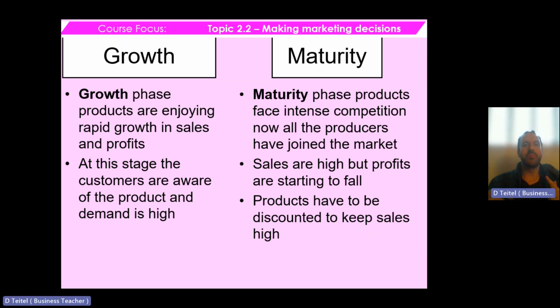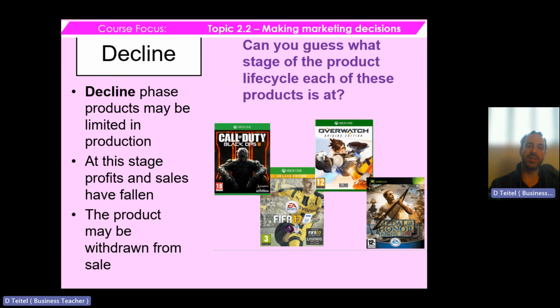At the growth, it's also building a lot of recognition. So this is when other competitors and rivals will start to come into the market, either to do it better or to do it cheaper. And that's then how the maturity starts to peter off, that if you're not adapting your products or changing it or bringing out new products, you could be going downwards with that. So in the decline phase, products may be limited in production, but at this stage, profits and sales have fallen. The product may be withdrawn from sale.